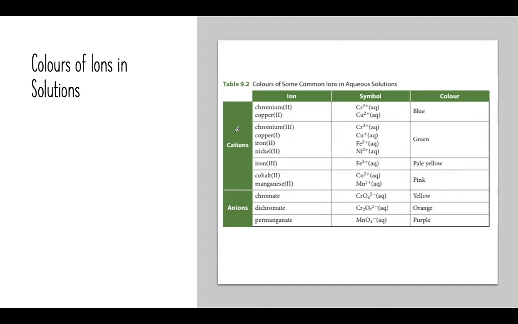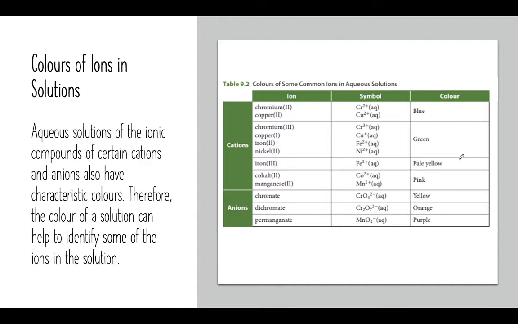The second type of qualitative analysis involves colors of ions in different solutions. If I take a look on the right side here, I've got two different sections, cations and anions. When all of these ions are in aqueous solutions, they cause those solutions to turn a very unique color. For example, permanganate turns a purple color, and iron 3, if it's in an aqueous solution, turns a pale yellow. Using these colors, we can identify different ions that are present in a solution. So we can use this as one of our methods of qualitative analysis.